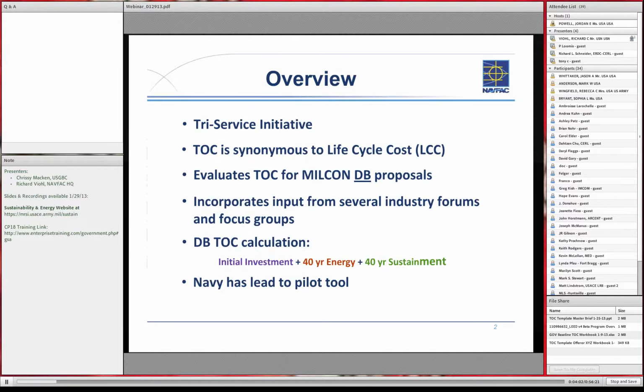We went through a bunch of industry forums. We met with AGC, DBIA, ACEC, and AIA several times over the 2 years. And we gradually, with their help, came up with the tool that we'll walk through today.